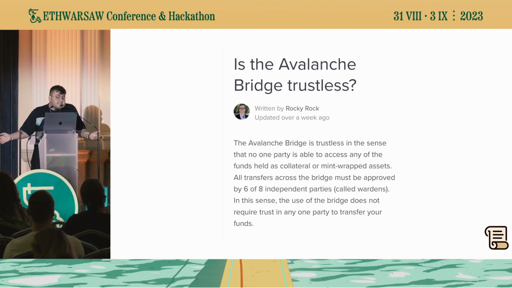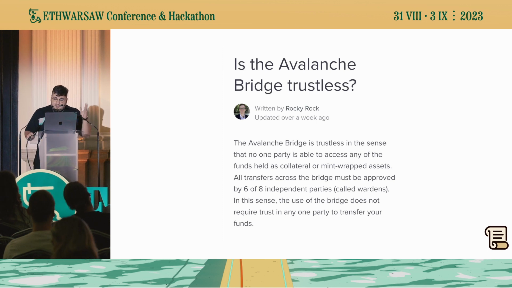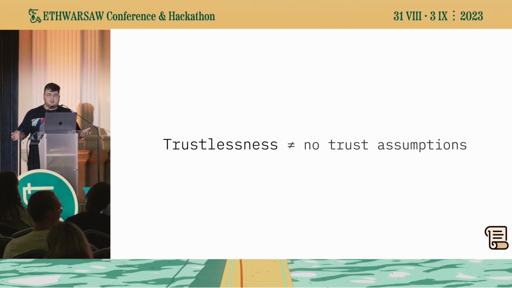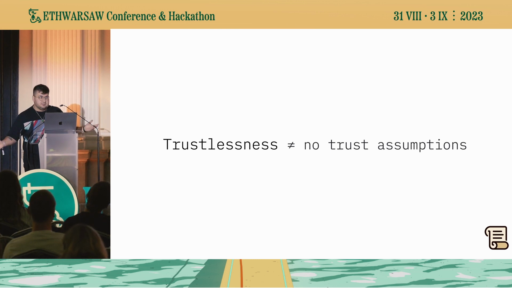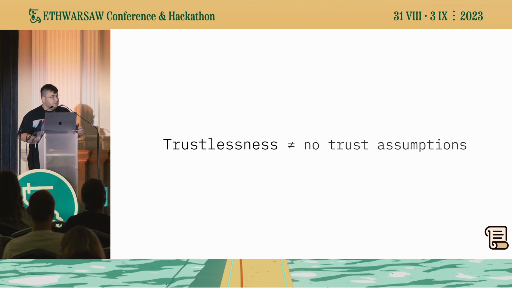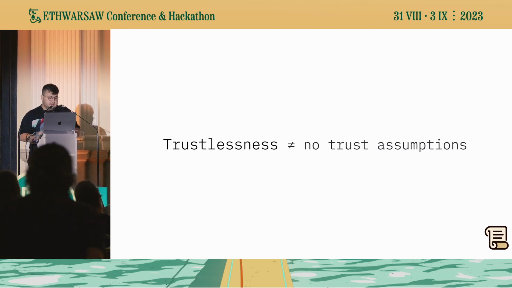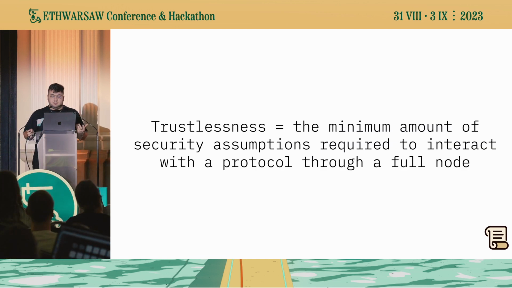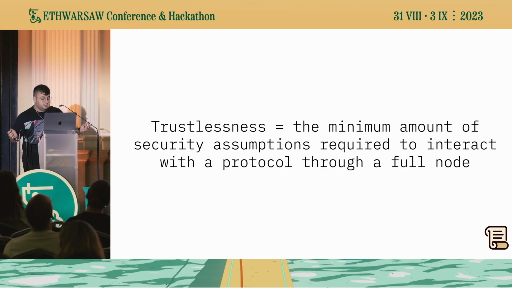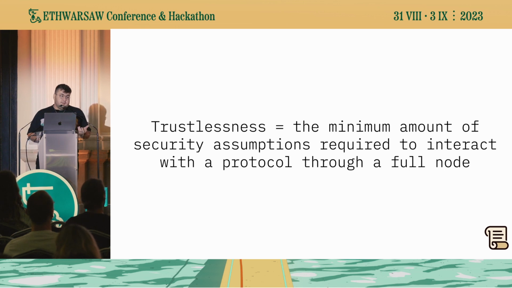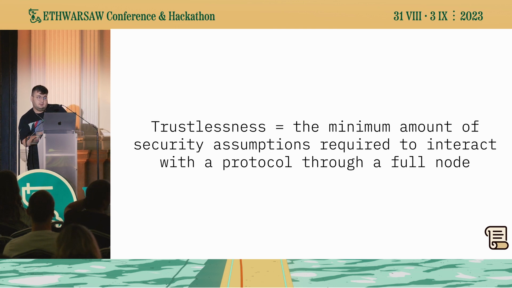So what is actually trustlessness? And no, trustlessness doesn't mean that we don't make any trust assumptions whatsoever. Doesn't matter what we do in life, there are always some sort of trust assumptions being made. So what is trustlessness then? You can define trustlessness as the minimum amount of security assumptions required to interact with the protocol through a full node. And I'll explain what a full node is later. So it's essentially the minimum amount of assumptions you can have in order to use a protocol. It's not really possible to make fewer assumptions than that.